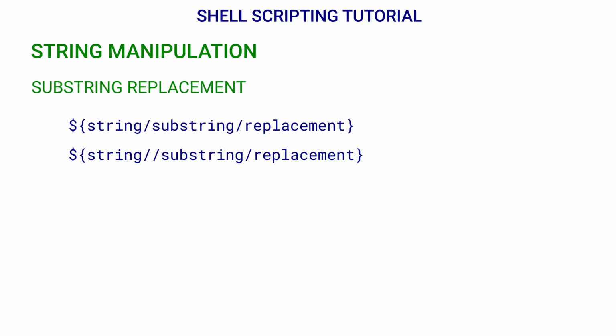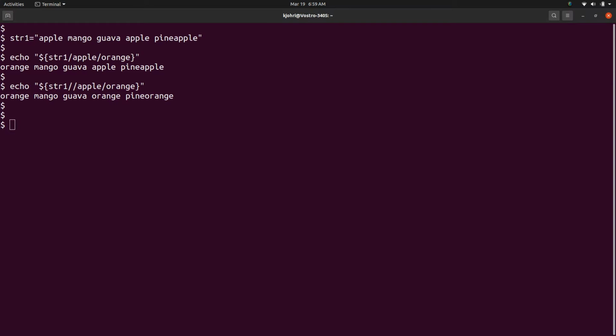If we put / before substring, that is ${string//substring/replacement}, this replaces all occurrences of substring with a replacement. So if we give this command echo ${str1//apple/orange}, we get "orange, mango, guava, orange, pineorange". That is, all occurrences of apple have been changed to orange. If the replacement is not given, the substring is simply deleted. echo ${str1//apple}, and we get ", mango, guava, , pine".